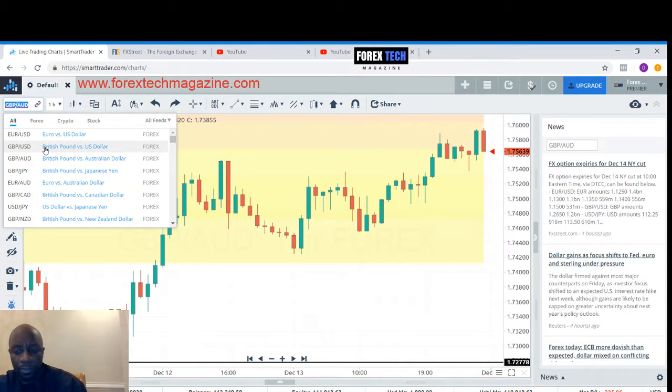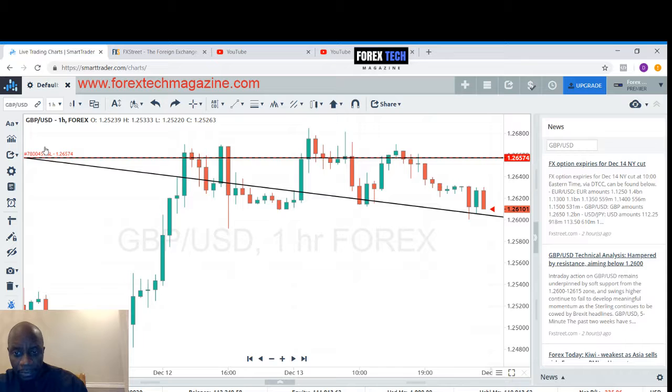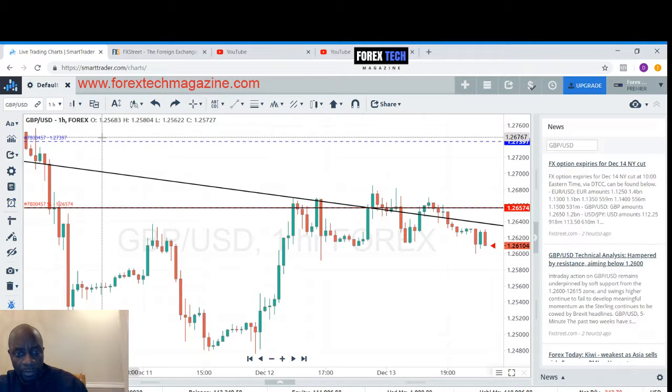Last but not least, Great Britain pound, U.S. dollar. Once again, it's another one we got particular interest in because we have a setup in place that we were looking to trade. This particular pair here looks like it's coming down.